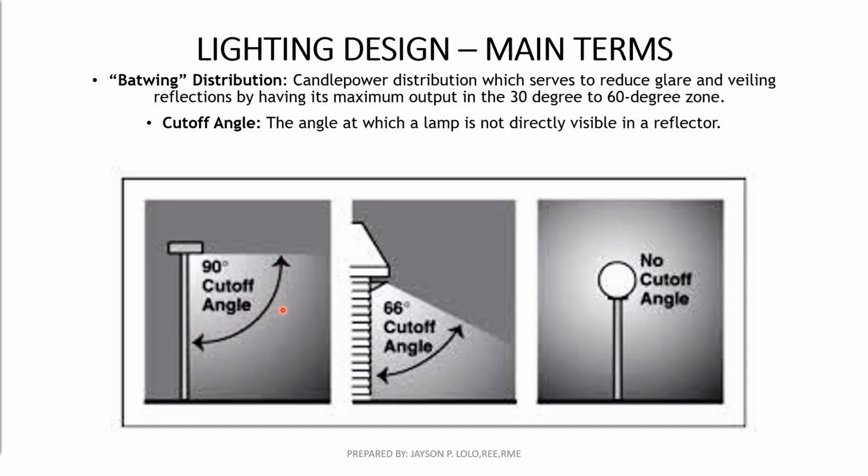So, makita ninyo asa yung kahayag lang. And it's shaped as 90 degrees. While this is commonly a wall lamp or wall sconces, and it has a 66% cutoff angle. While having a bollard or street lamp, just like in the parks, there's no cutoff angle because there's no angle distribution. The light is distributed along the sphere.